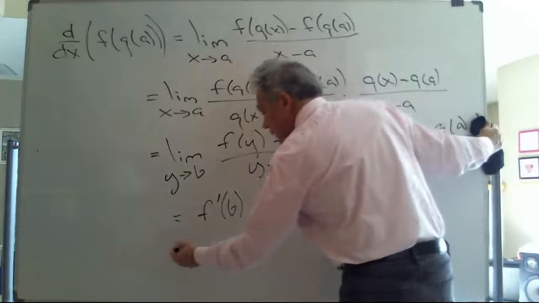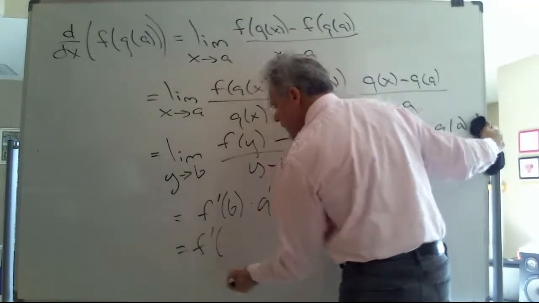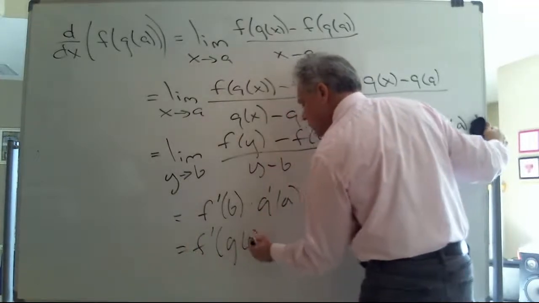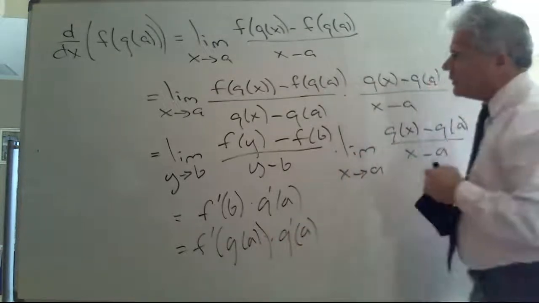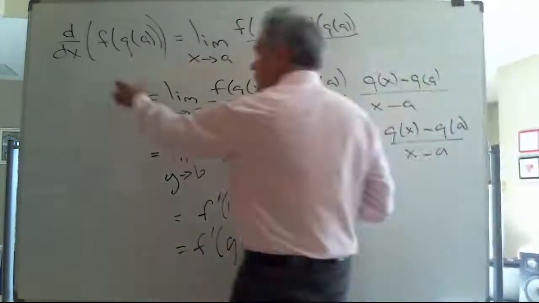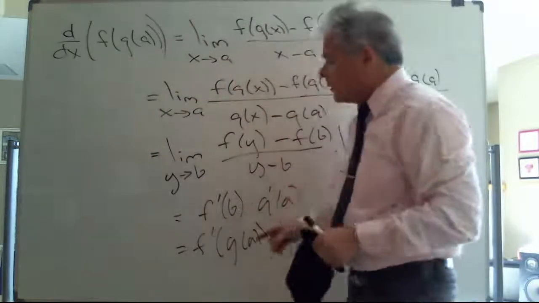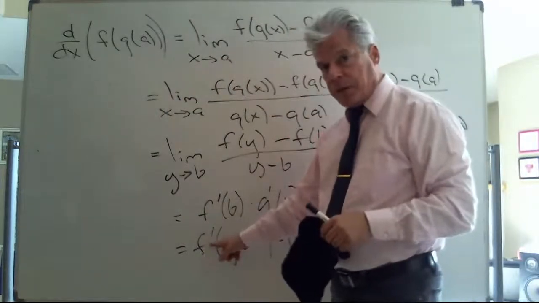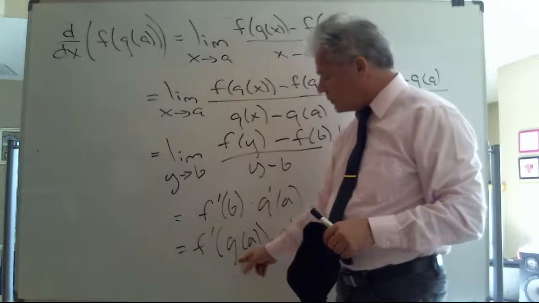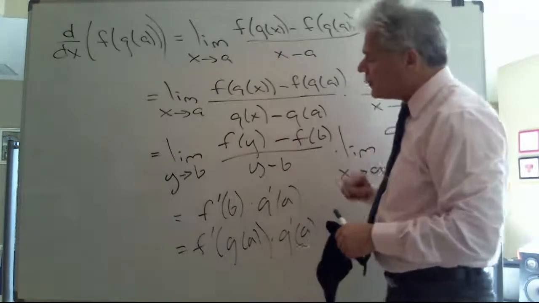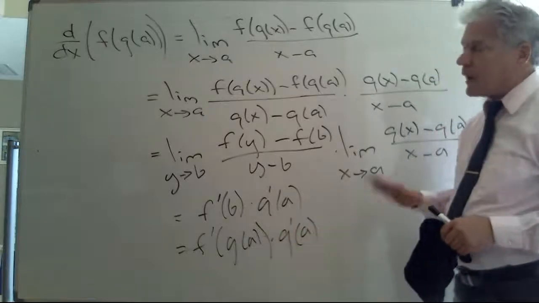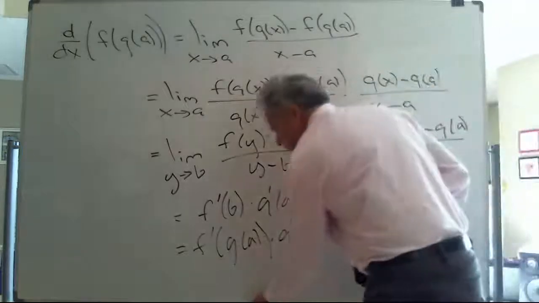But I've got to confess, I made the letter b up out of thin air to represent g of a. So you check out what this is really saying. It's saying to differentiate the composition of two functions, you've got the derivative of the outside evaluated on the inside, times the derivative of the innermost function evaluated at a. This is such a big deal, I'm going to now rewrite it in terms of x, not a, and I've got a name for it.